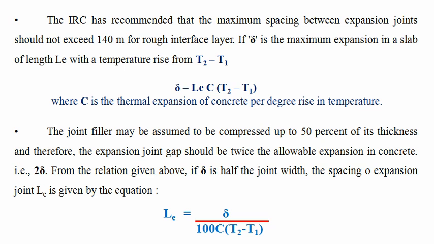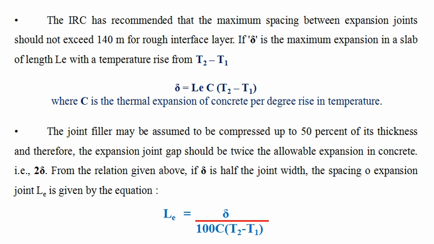Now, if delta is the maximum expansion in a slab of a length of Le with the temperature rise from T2 minus T1, then in this case delta can be calculated as equal to Le multiplied by C multiplied by (T2 minus T1), where C is the thermal expansion of the concrete per degree rise in temperature.